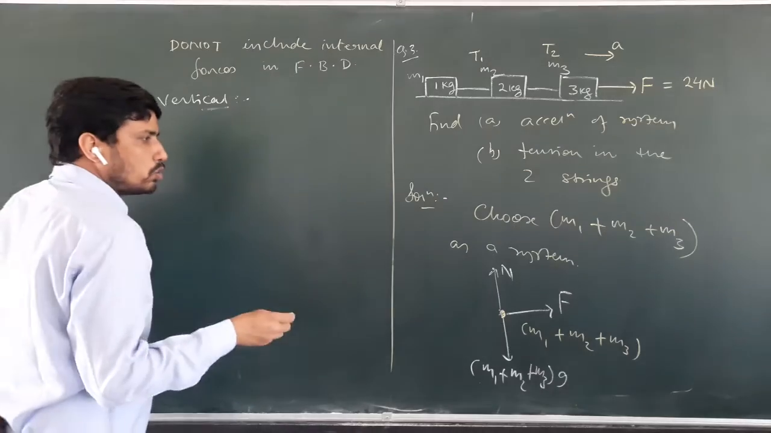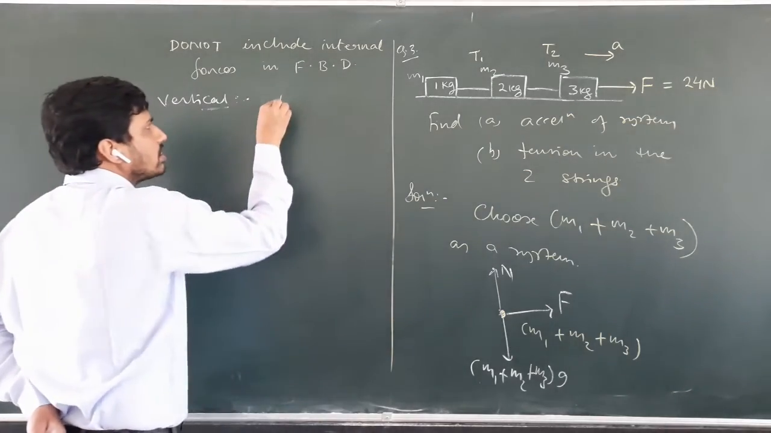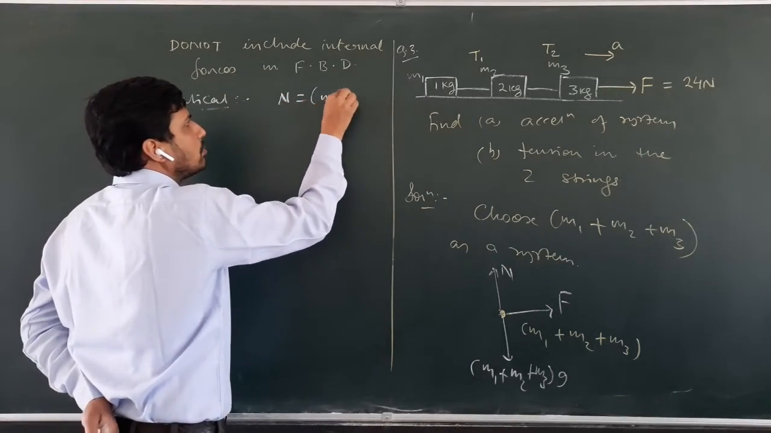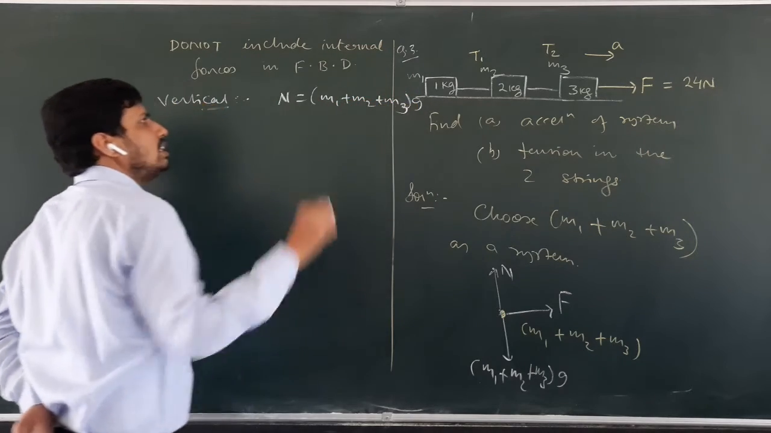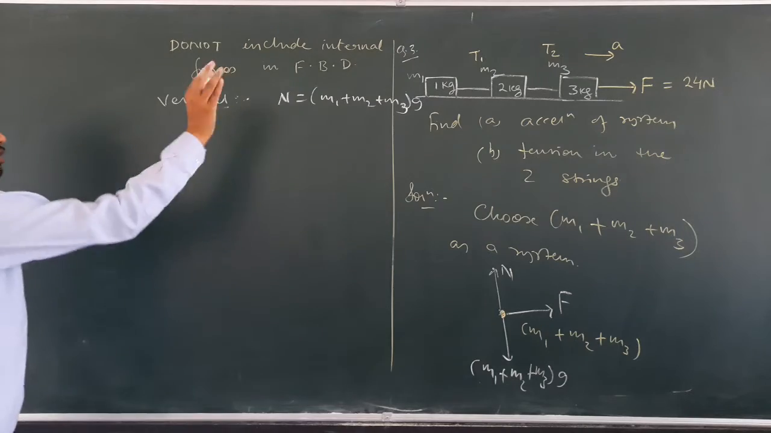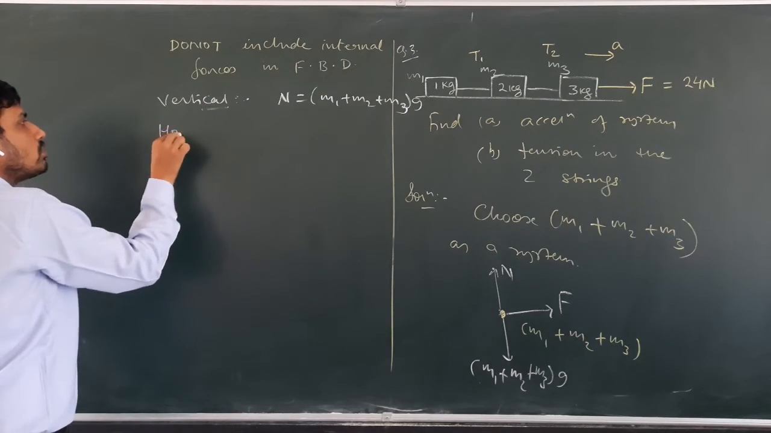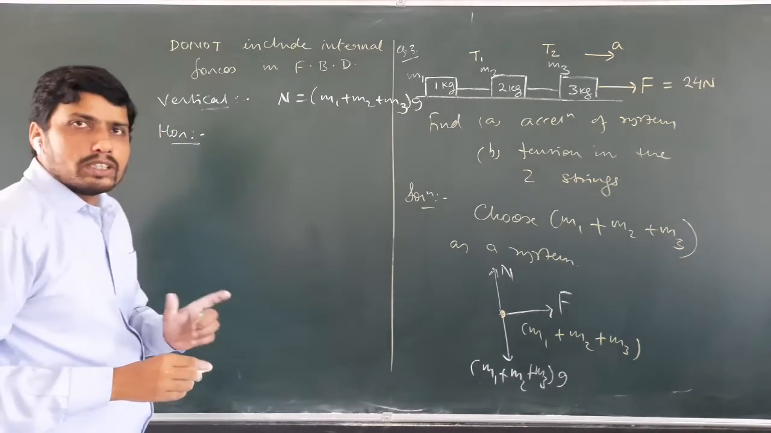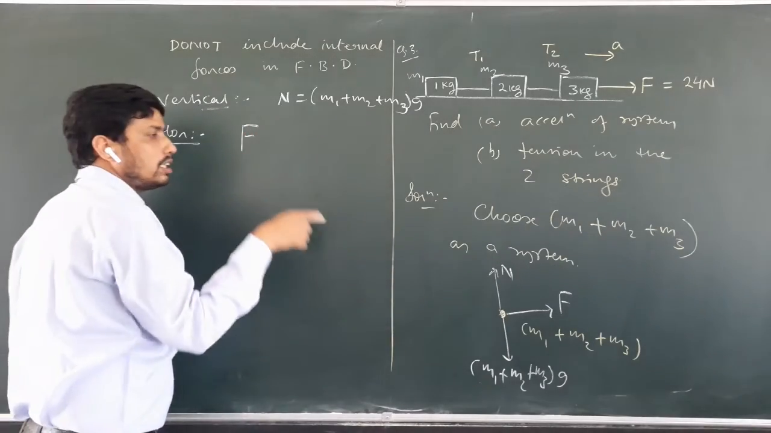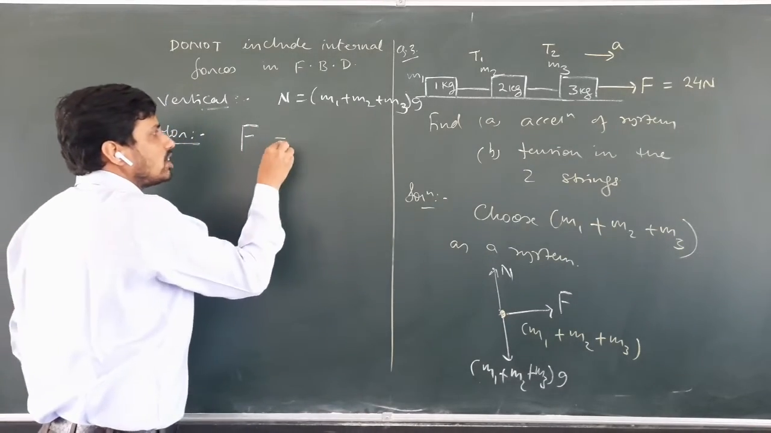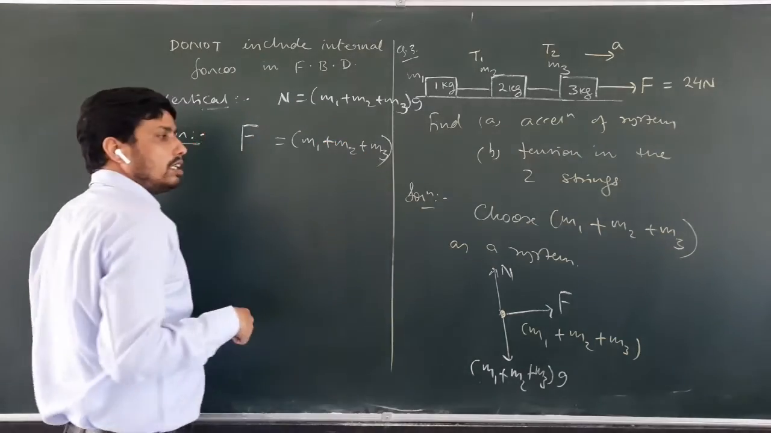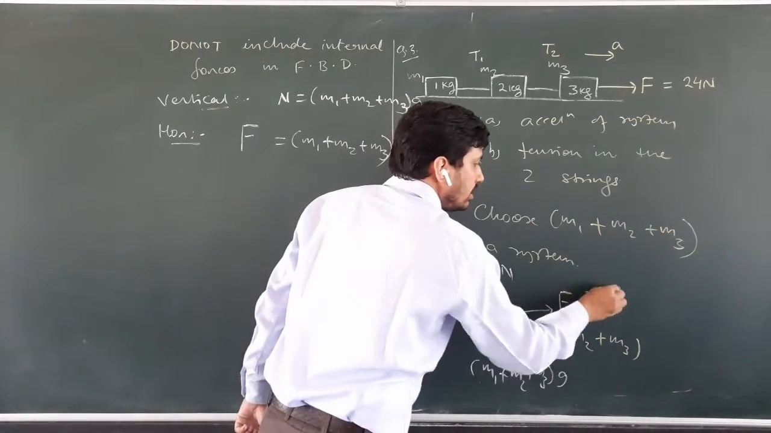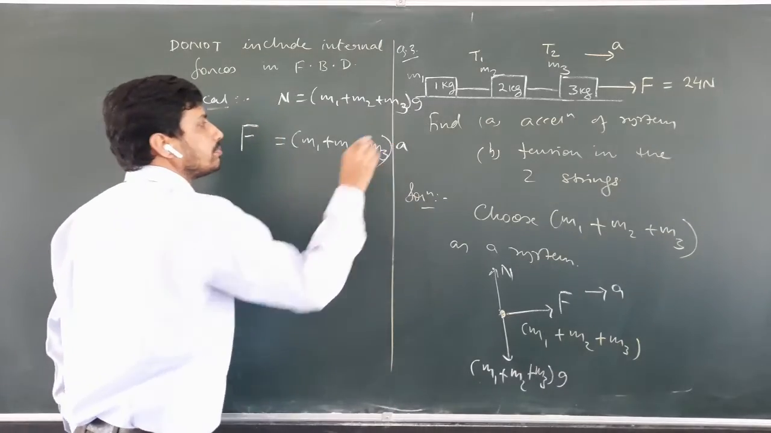In vertical direction there is no motion, acceleration is 0. So as we have done earlier, N will become equal to (m1 plus m2 plus m3) into g, which we don't need, so I will not calculate it. In horizontal direction, we'll apply Newton's second law. Net force is how much? F. Total mass is how much? (m1 plus m2 plus m3) into acceleration. Acceleration is in right direction, a.